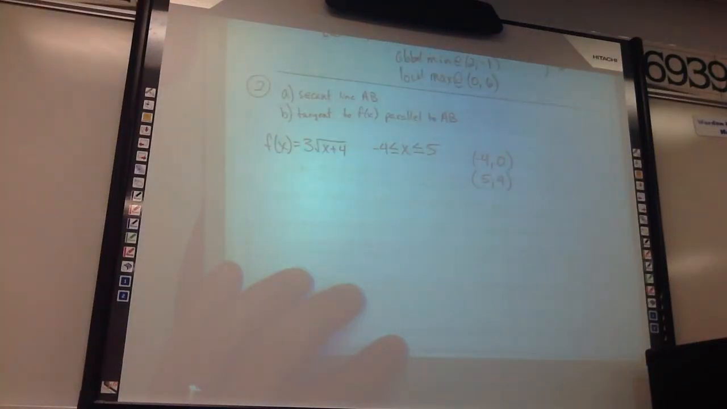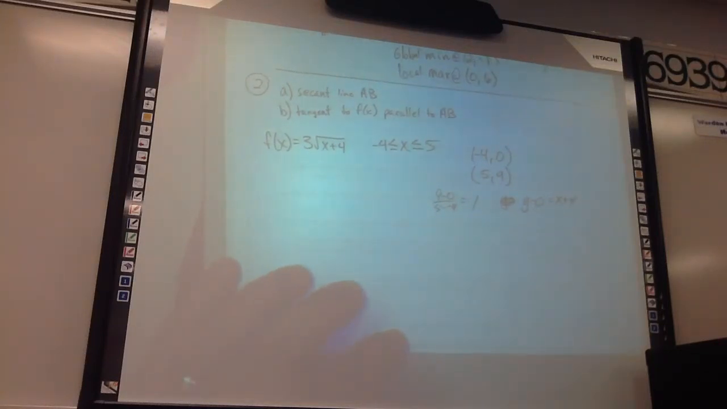I think everyone had the 2 points, negative 4, 0 and 5, 9, right? Those are your A and B. Everyone got this slope: 9 minus 0 over 5 minus negative 4 is 1. So y minus 0 equals x plus 4. So y equals x plus 4 is your secant line, right?